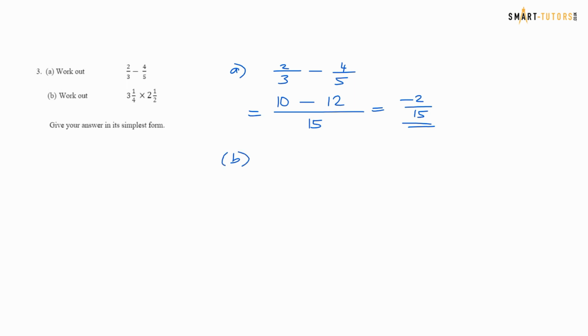Question B is 3 1/4 times 2.5. So 4 times 3 is 12 plus 1 is 13 over 4, times 2 times 2 is 4 plus 1 is 5 upon 2. Now here it cannot be cross cut, so 65 over 8, and 8 goes into 65 8 times, 64 and 1. So that is the answer for the B part.